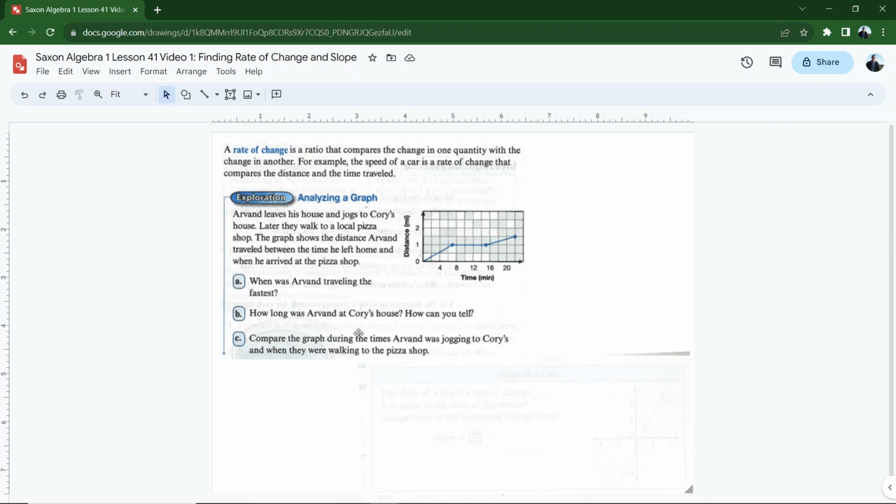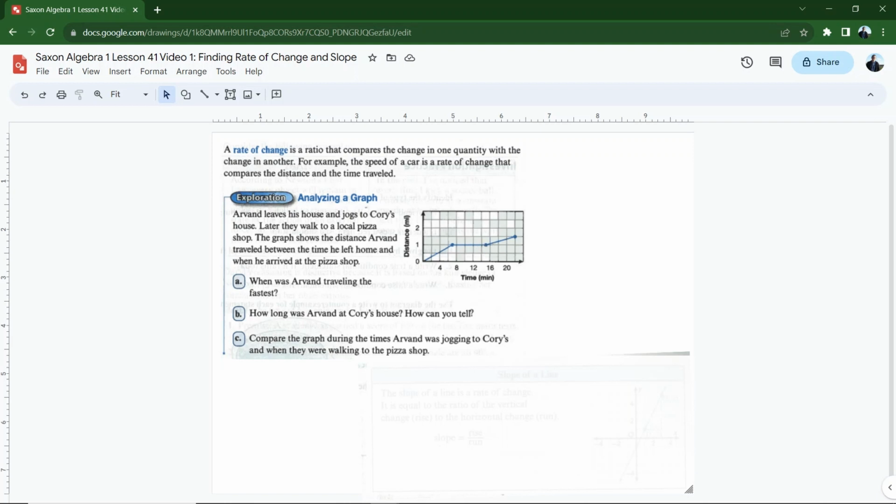How long was Arvind at Corey's house? How can you tell? Well, he was there from 7 minutes to 15 minutes. So to find the difference, the elapsed time, I need to do 15 minus 7, a total of 8 minutes. How do I know? Because Arvind wasn't moving at that time. He was staying 1 mile away from his original position, so he must have been somewhere that he was stationary.